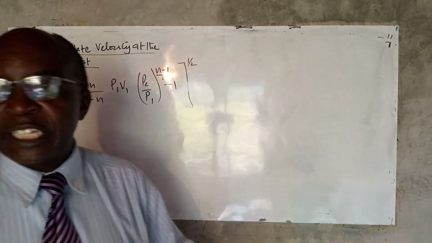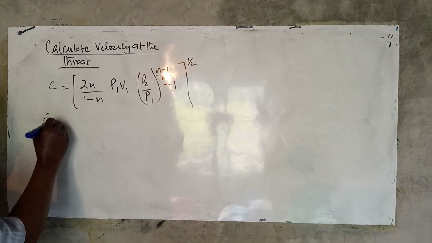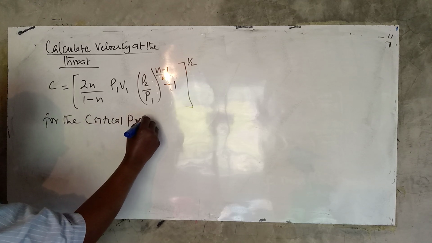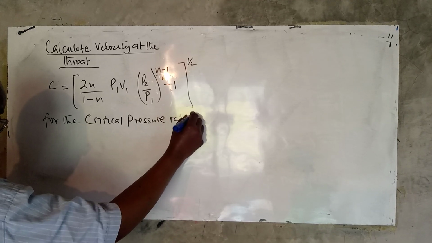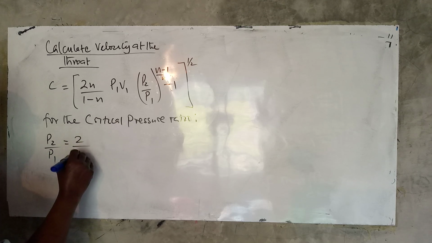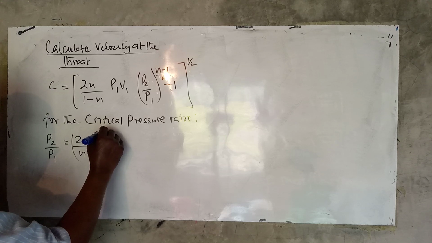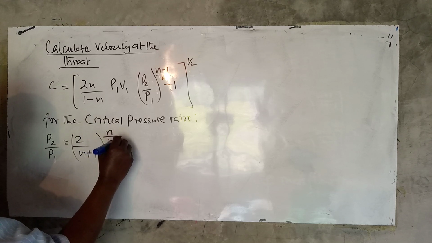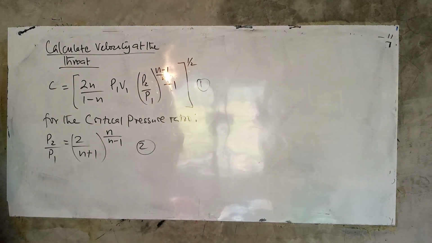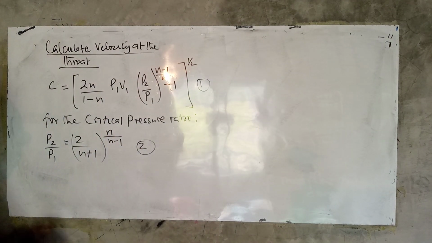And we had also gotten that expression for the critical pressure ratio at the throat. That was P2 over P1 equals 2 over (n plus 1), raised to n over (n minus 1). So I got those expressions 1 and 2 because we're going to use them in our derivation of the throat velocity.